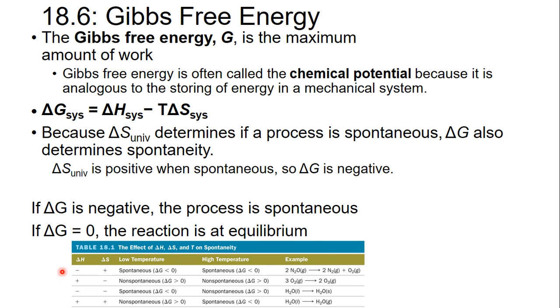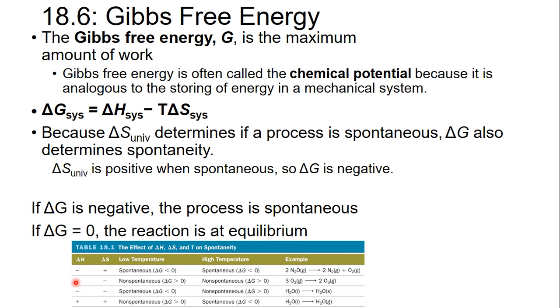So let's say we're looking at a process and we know delta H is negative. It's exothermic. It releases heat. Delta S is positive. We increase the entropy by doing this. Well, minus T delta S will always be a minus, and delta H is a minus. If you add two minuses together, you'll always get a minus. So no matter what temperature, if delta H is negative and delta S is positive, you will get a negative number: spontaneous.